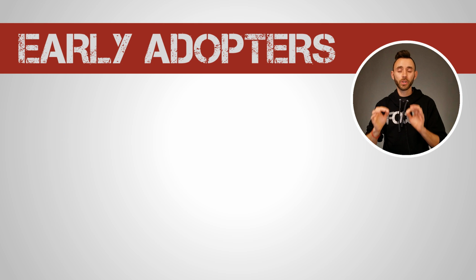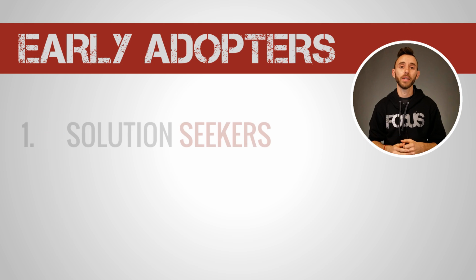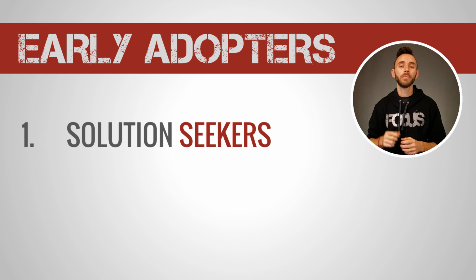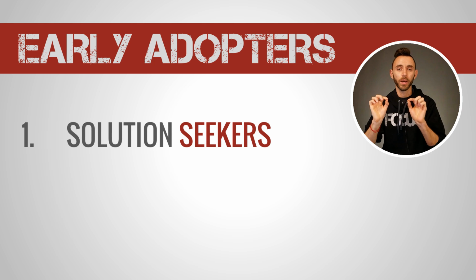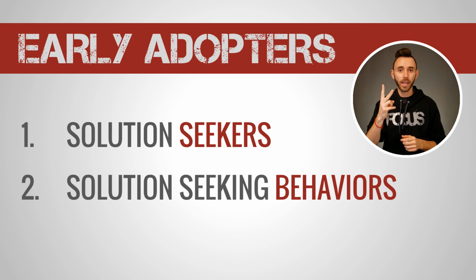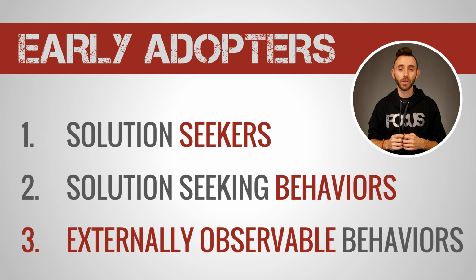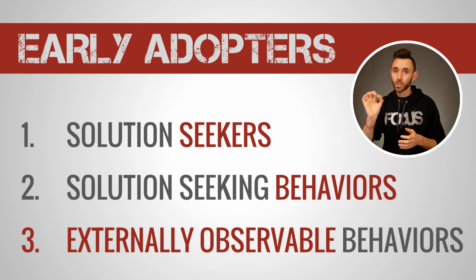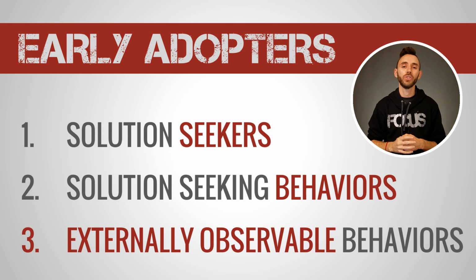So when you're thinking about your early adopters, keep 3 things in mind. First, focus on the people who are seeking a solution to the problem right now. Second, ask yourself, what behaviors would these people demonstrate that tells you that they're seeking a solution to that problem? And third, when you write down those externally observable behaviors, you'll know exactly where to find your early adopters.